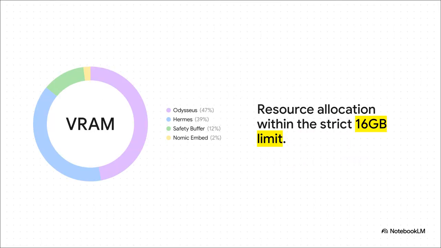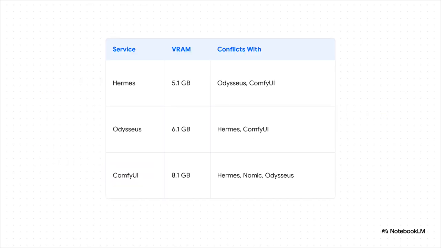In this ecosystem, the physical hardware boundary strictly dictates the software architecture. When you are operating entirely offline, memory allocation is a total zero-sum game. Let's break down the budget. Hermes takes up about 5.1 gigabytes. Odysseus needs 6.1 gigabytes. That Nomic embed model we talked about, since it's constantly active for the memory system, needs about 320 megabytes. Oh, and you absolutely must reserve a 1.5 gigabyte safety buffer, just so your entire operating system doesn't completely crash.